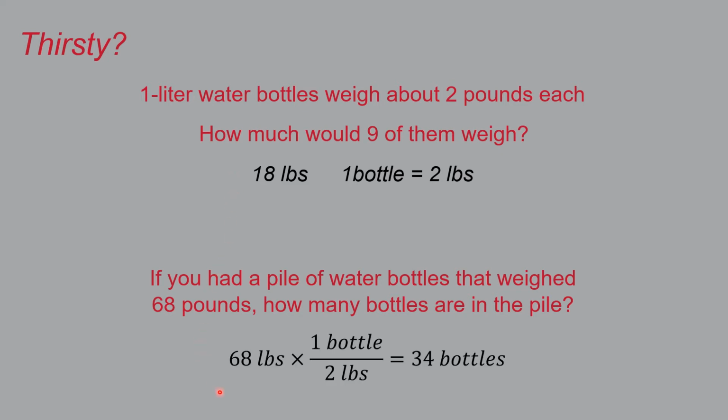So again, get used to this construction for solutions. You've got a starting point, 68 pounds, and one or more conversion factors, in this case, 1 bottle over 2 pounds. Pounds cancel, and this tells you that that 68-pound pile of water bottles contains 34 bottles in it.